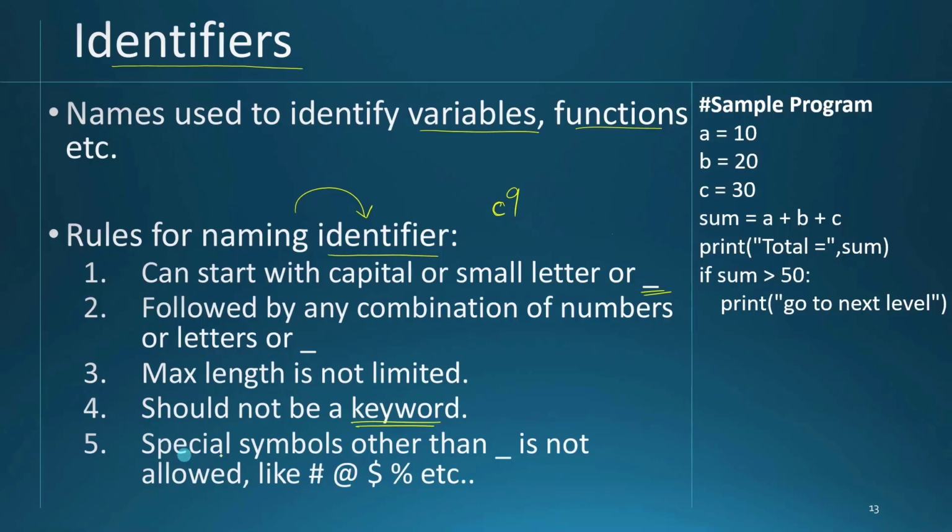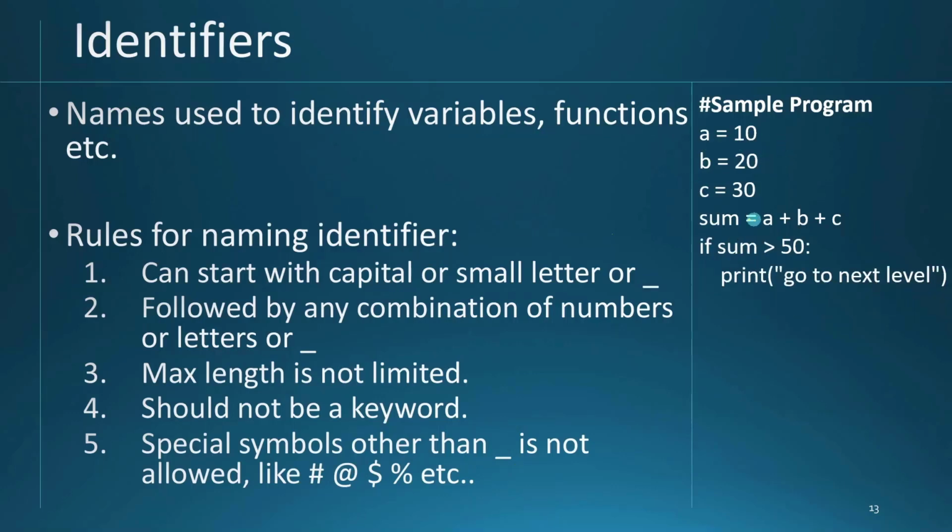And the last rule concerns special symbols other than underscore. Underscore is allowed, right? But other special symbols like hash, @, dollar, percentage are not allowed when you create an identifier. Now on the right side, you can see a sample program. In this program, we have some valid identifiers. Here you can see A is a valid identifier, B is a valid identifier, C is a valid identifier, sum is a valid identifier, right? If is a keyword. You should understand this is different.